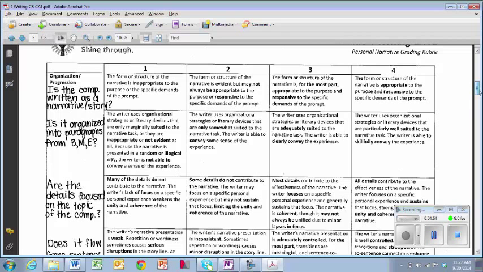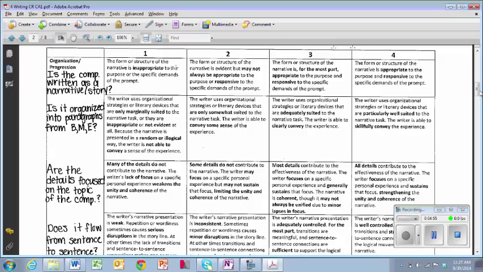So as you move through here, you will grade each of these rows. So is it written as a narrative? And reading the rubric, you will determine between a 2 or 3 or 3 or 4. The next row, is it organized into paragraphs from the beginning, the middle, and the end?